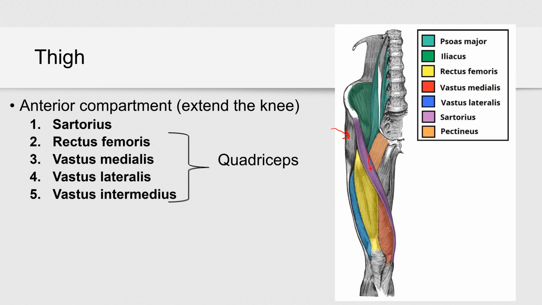The yellow muscle over here is the rectus femoris. On the lateral side, we have vastus lateralis, shown here in blue. On the medial side, shown here in brown, is vastus medialis. And then, I guess it's supposed to be red, right? But vastus intermedius is a deep muscle. So you need to remove rectus femoris to be able to see vastus intermedius.